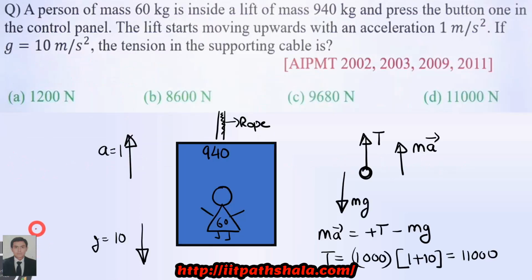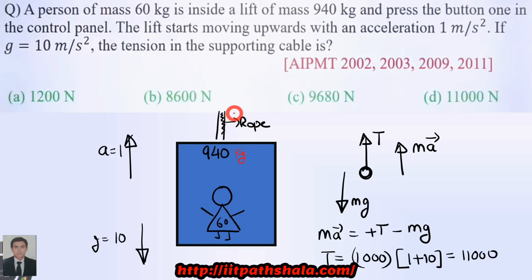Okay, so let us solve this following question. It was asked in AIPMT in previous years. It's a pretty easy but important question. In this question, you are given a lift of 940 kg and a person of 60 kg inside the lift. The lift is going upward with an acceleration a equal to 1, where acceleration due to gravity is 10. Now you have to find the tension in the rope.